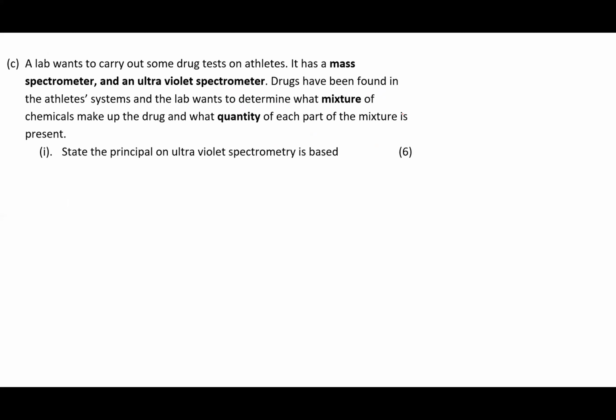So a lab wants to carry out some drug tests on athletes. It has a mass spectrometer and an ultraviolet spectrometer. Drugs have been found in the athlete's systems, and the lab wants to determine what mixture of chemicals make up the drug and what quantity of each part of the mixture is present. State the principle on which ultraviolet spectrometry is based. Absorbance is proportional to concentration, and that's it. Full marks there for getting that.